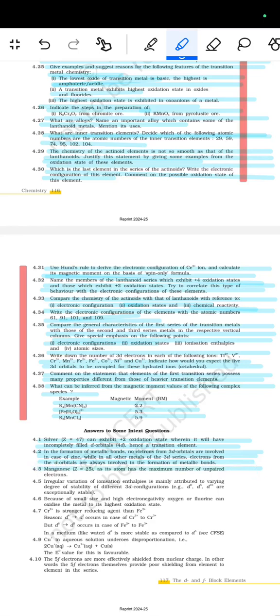Manganese, Z = 25, has in its atom the maximum number of unpaired electrons. Irregular variation in ionization enthalpy is mainly attributed to the varying degree of stability of different 3d configurations. d0, d5, d10 are exceptionally stable.